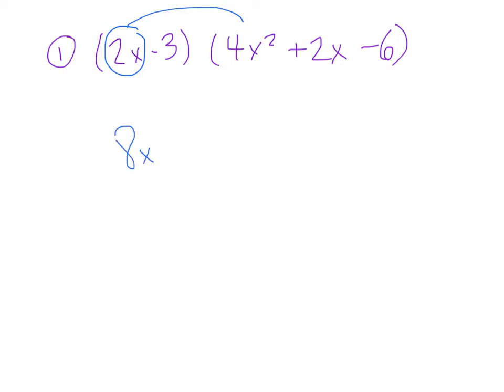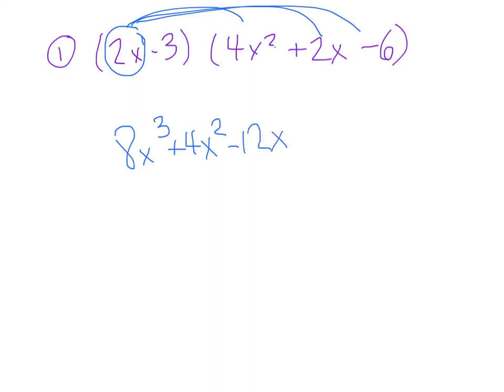And then for our x's, we add our exponents. So we have an x to the first here and x to the second here, so it'll be x to the third. Then I'm going to take my 2x times 2x. So 2 times 2 is 4. And then our x's, we add our exponents, so 1 plus 1 is 2. Then we're going to take 2x times a minus 6. So negative 6 times 2 is negative 12. And then we just have our x.